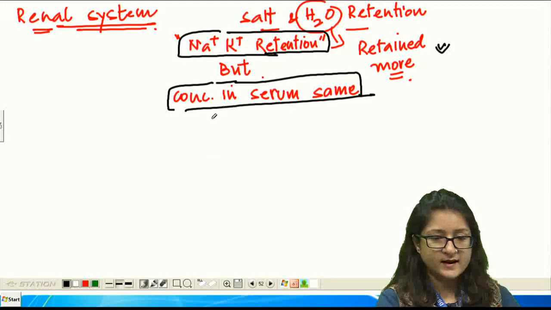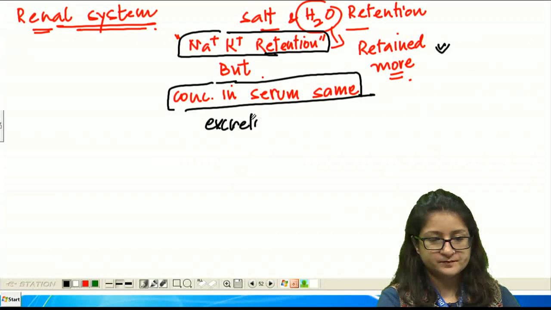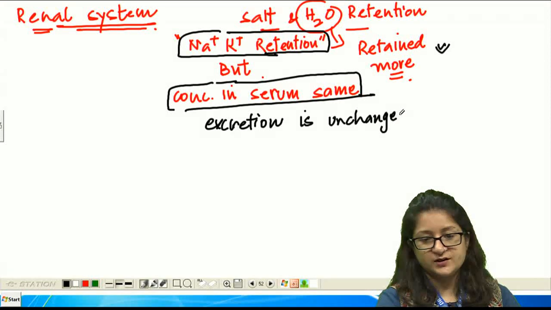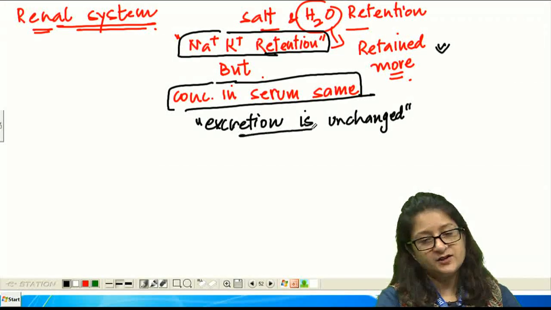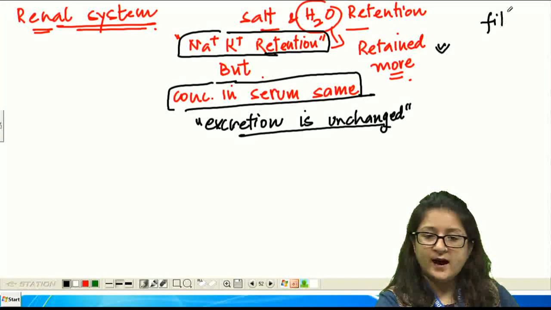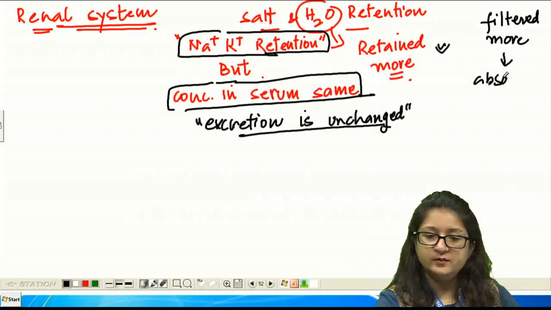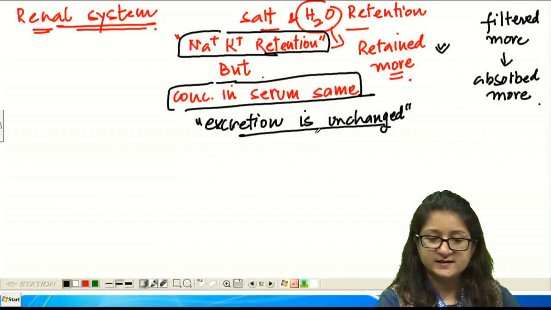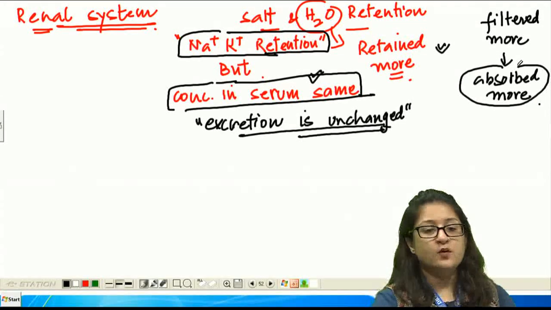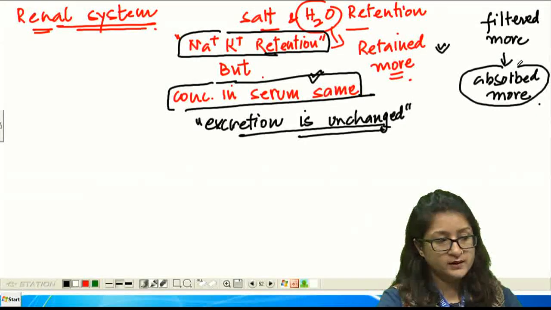Another important thing is that their excretion is unchanged. What do I mean by that? I mean the ions are filtered more and absorbed more. So in a nutshell, their excretion remains unchanged, their concentration in serum remains the same, but they are absorbed more and retained more in absolute numbers.